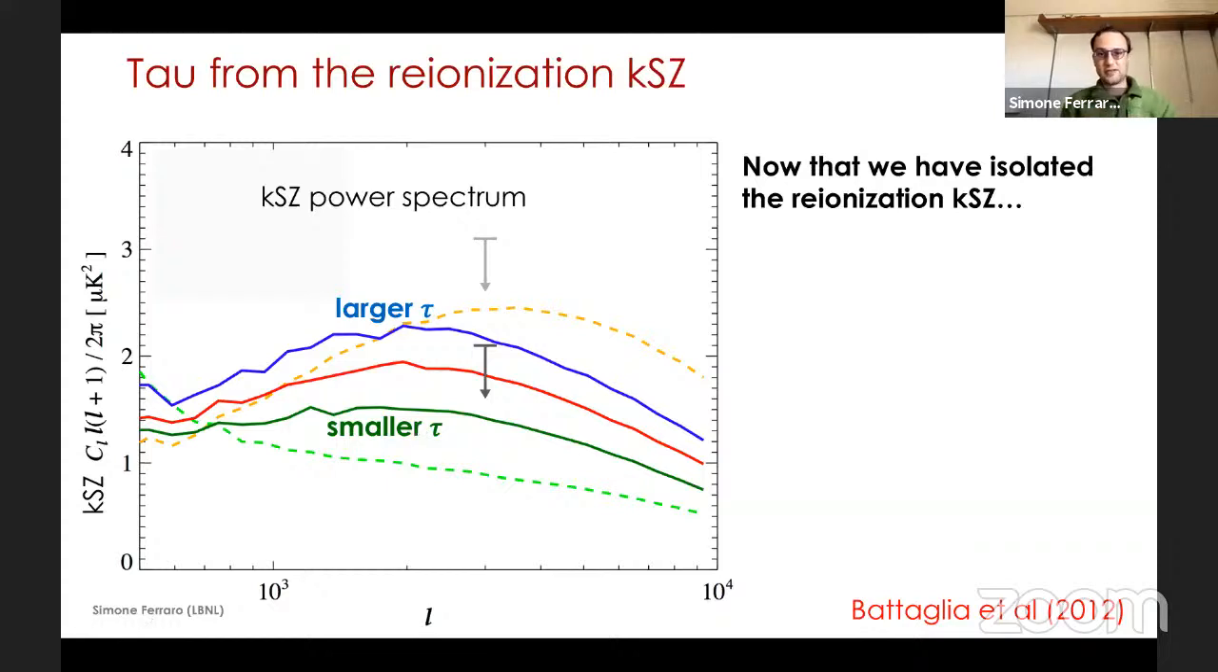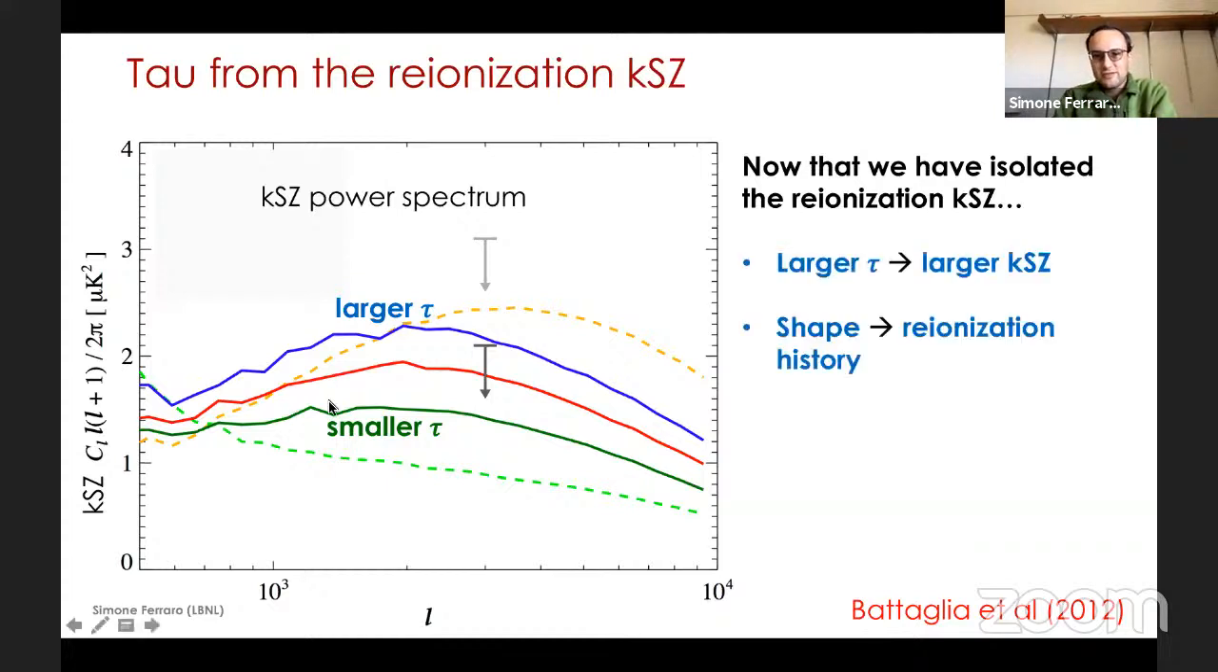But you're sensitive to things like the duration of reionization too. For example, for a longer reionization, you get more power, you get small bubbles at high redshift. At high redshift, you have a larger density of electrons simply because the universe is smaller, right? And that enhances the high L power compared to the low L power, and vice versa. If you have a shorter duration, you enhance the low L power compared to the high L power. So a larger tau gives you a larger KZ, for example, and the shape depends on the reionization history. And we've heard several talks about how you can even improve over this parameterization.